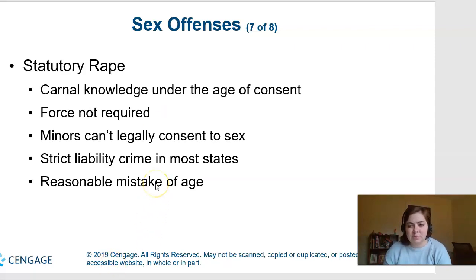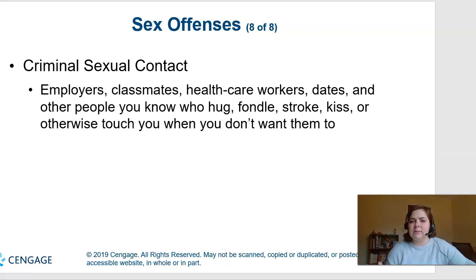A couple of places do permit a reasonable mistake of age, but that is not Indiana. That is only in Alaska and Hawaii. Now, Indiana does have what's called the Romeo and Juliet exception. So if you were dating before the first person turned over the age of consent, usually that is sufficient to negate the statutory rape charge. Alright, and we've talked about statutory rape a few times.